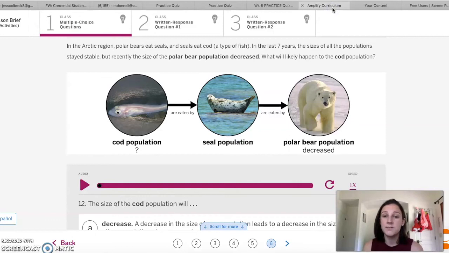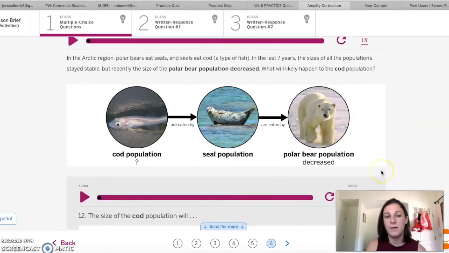Okay, so this is a different scenario. We'll work through it together. It says, in the Arctic region, polar bears eat seals, and seals eat cod, a type of fish. In the last 7 years, the sizes of all the populations stayed stable, and recently the size of the bear population decreased. What will likely happen to the cod population? So all of that information is also shown in this food web.